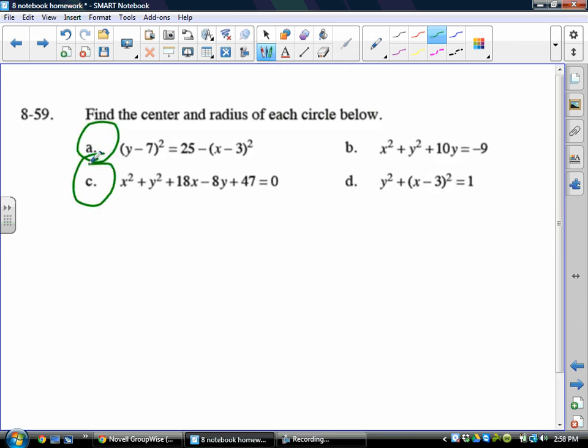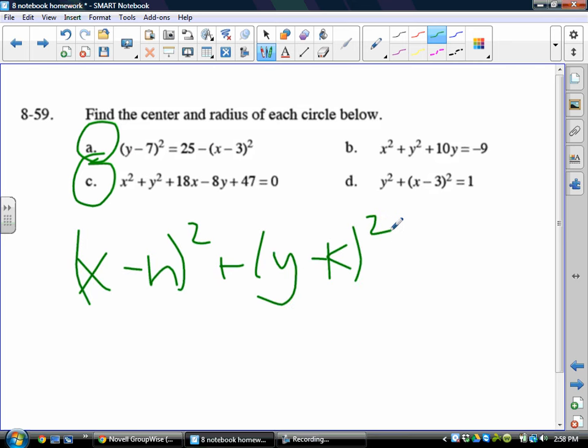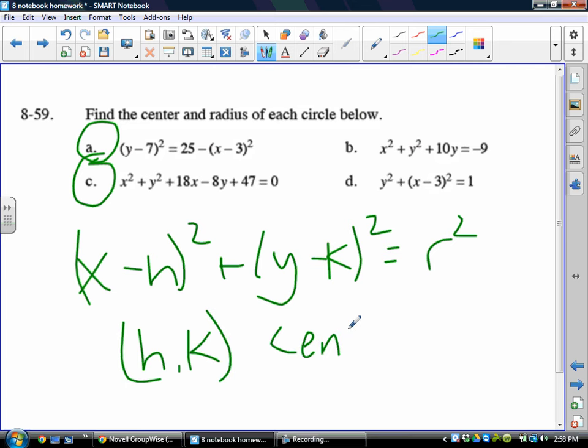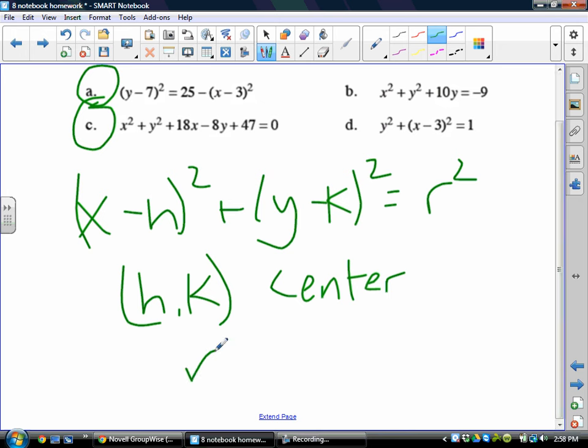Okay? So for A, all we need to do here, our normal equation of a circle is going to be (x minus h) squared plus (y minus k) squared equals r squared. And (h, k) is the center point, and R is the radius. That one's kind of self-explanatory.